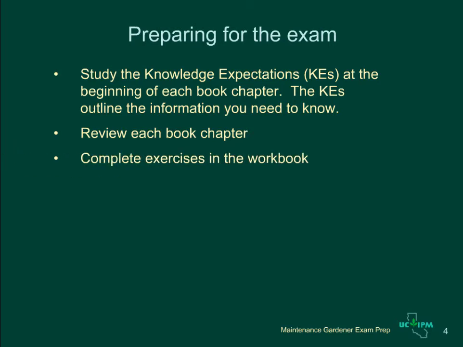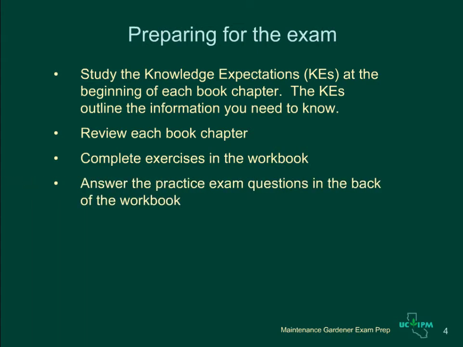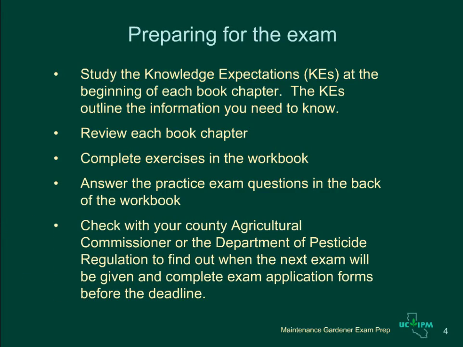After you've read the chapters, complete the exercises in the workbook that you can download from online. Answer the practice exam questions in the back of the workbook. If you follow these steps and get the answers correct in the workbook, you should be ready for the exam. Contact your county agricultural commissioner to find out when the next exams will be given, and be sure to fill out the application forms before the deadline.